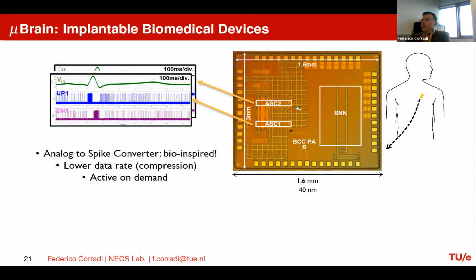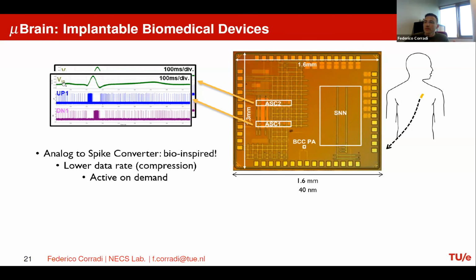And we also implemented a full system in which we have analog to spike converters. In order to sense the electrocardiogram signal, we don't have a clock in our chip, so we also don't want to have a clock at the ADC. So we designed, together with Prof. Peter Harper here at the Eindhoven University of Technology, a very sensitive analog to spike converter. And what it does is the following.